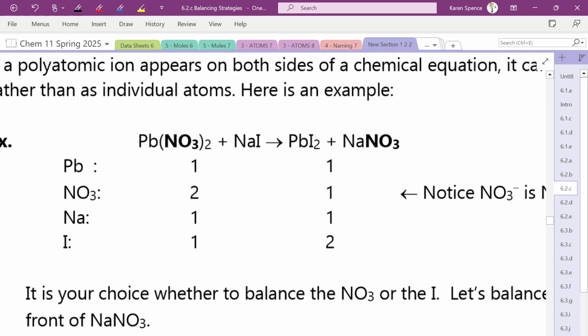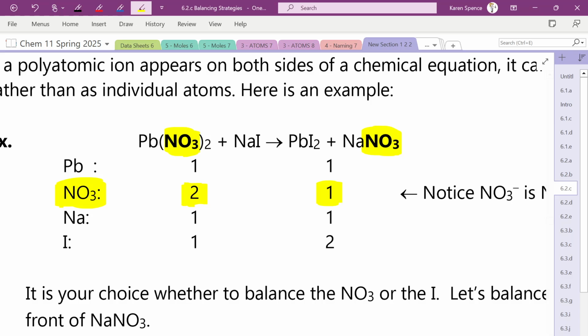So if we look at this first reaction here, we see that we have nitrate on the left and we have nitrate on the right. And if we have nitrate on the left and nitrate on the right, we can treat it as a single unit. Do not take out the nitrogen and the oxygen and treat them separately. Put them together and just balance them as a group. Okay? So there are 2 nitrates on the left and 1 nitrate on the right. This is a pretty straightforward one.